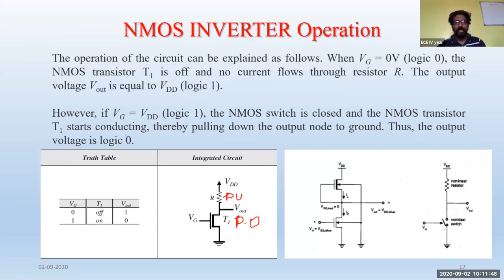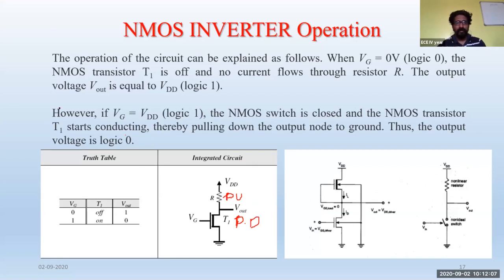Whenever no current is flowing, definitely the output voltage Vout will be equal to VDD. That is equal to logic 1. So that's why we call it an inverter circuit. You are supplying 0 volts and you're obtaining 1 as an output.